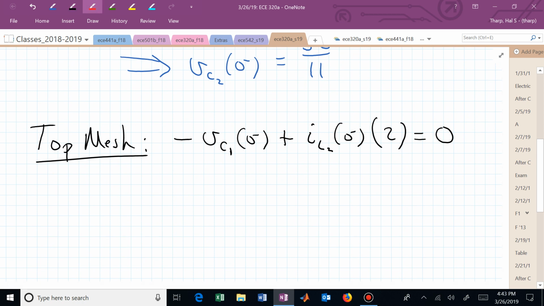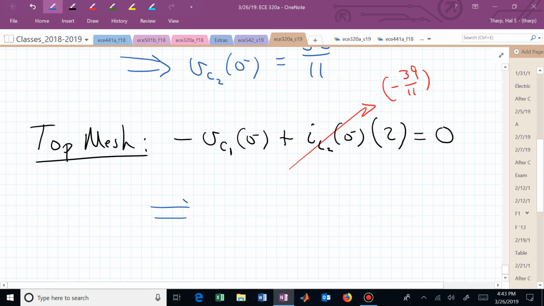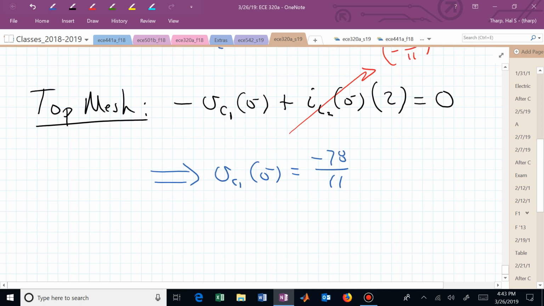this is the same as what it was before. This was minus 39 over 11. And this now becomes minus 78 over 11. We have all of our initial conditions, 4 of them. 2 inductor currents.